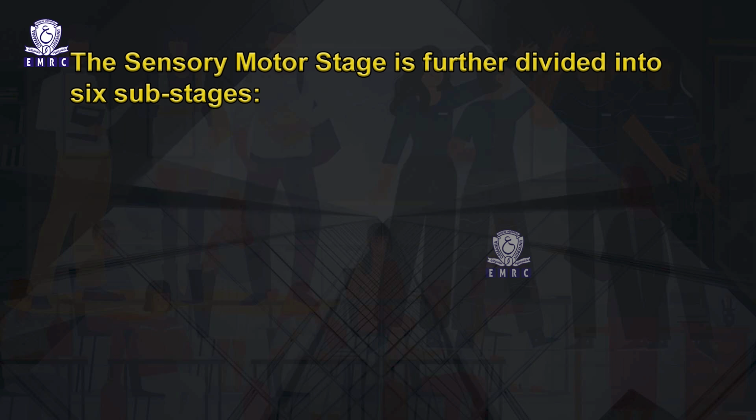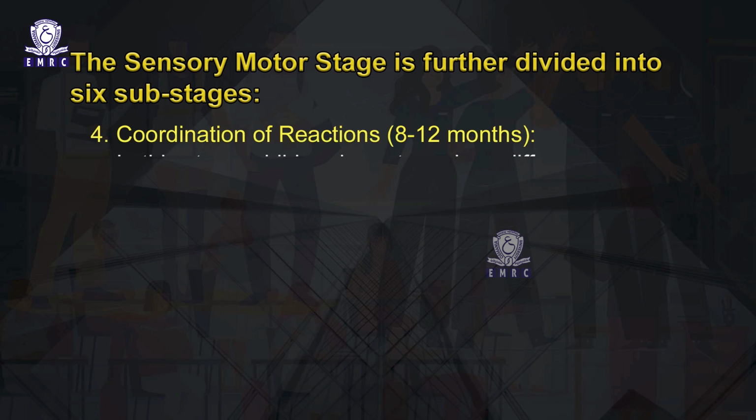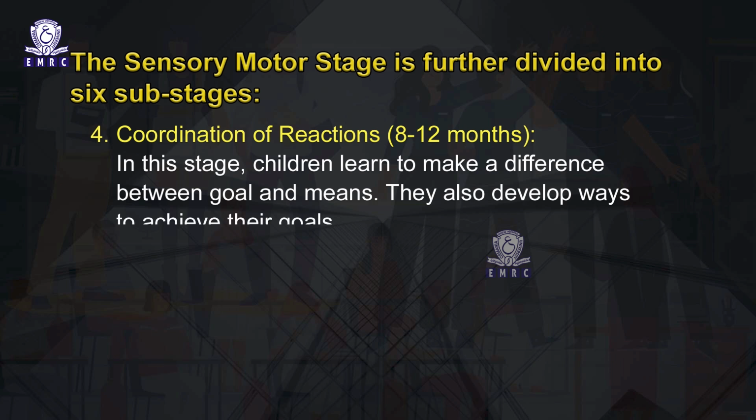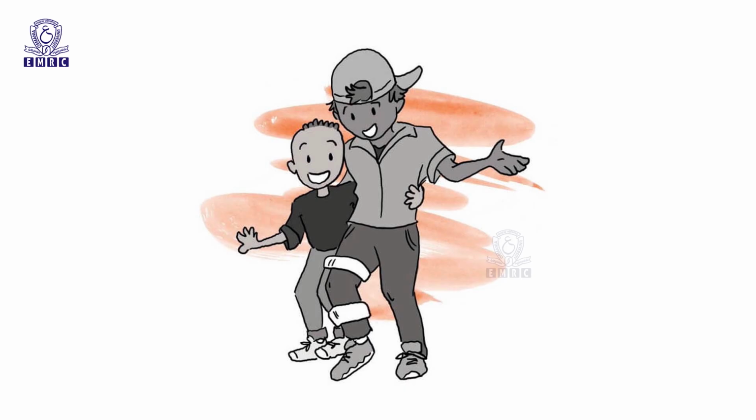Then the fourth substage is coordination of reactions, which is 8 months to 12 months. In this stage, children learn to make a difference between goal and means. They also develop ways to achieve their goals. They also try to generalize the learning and use it from one situation to another.